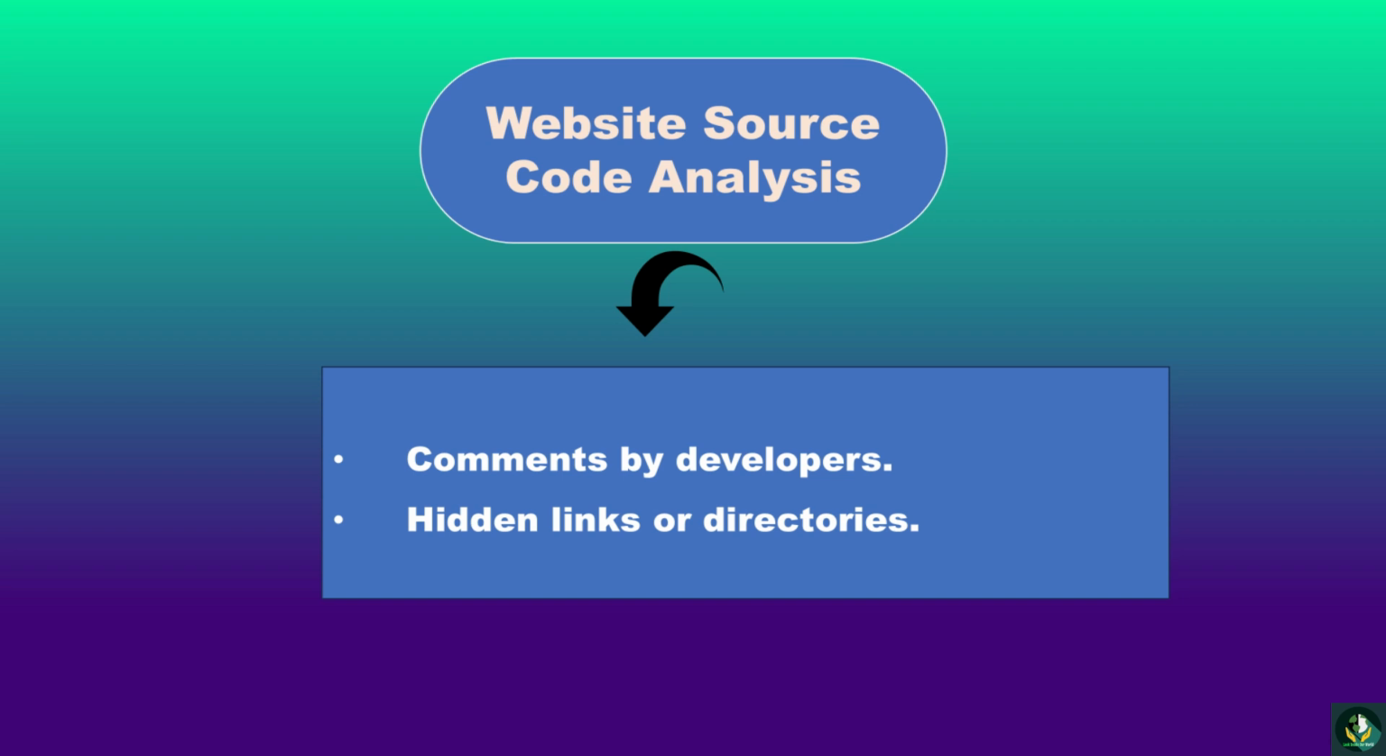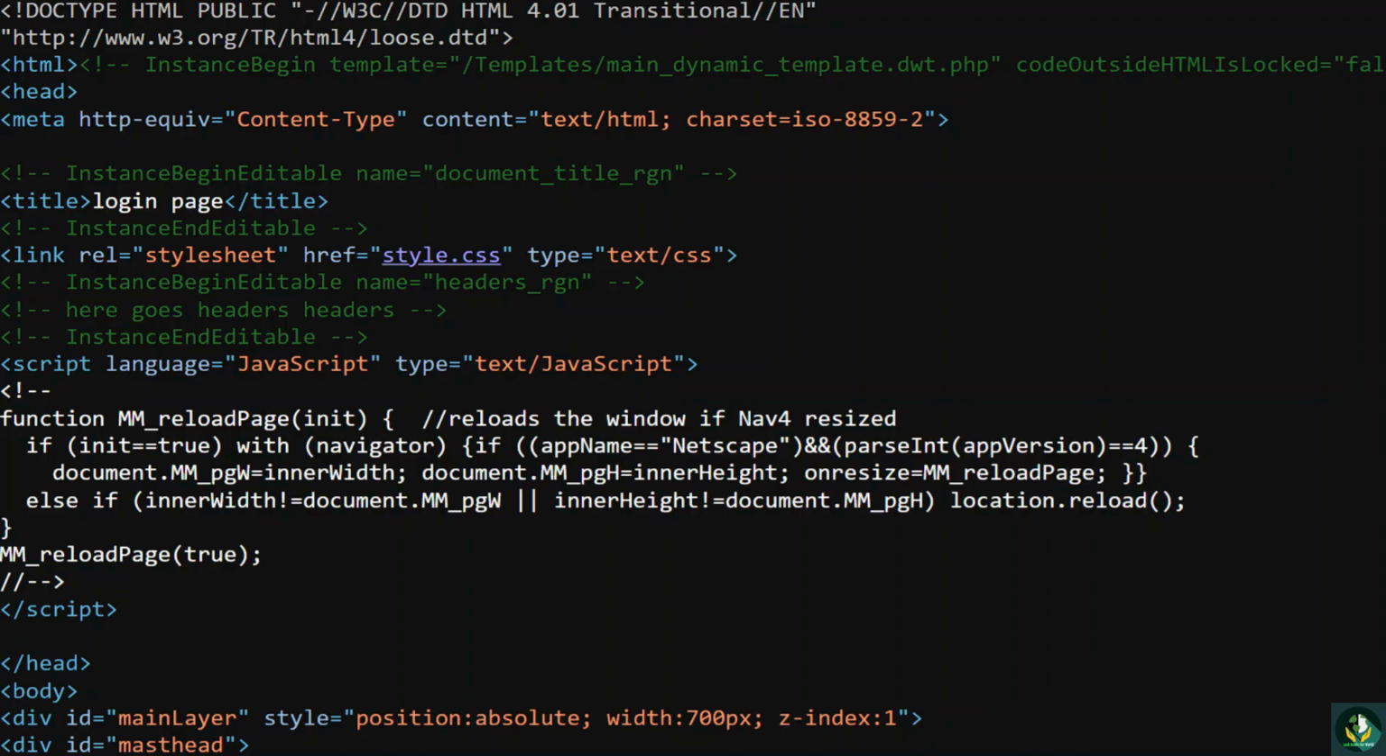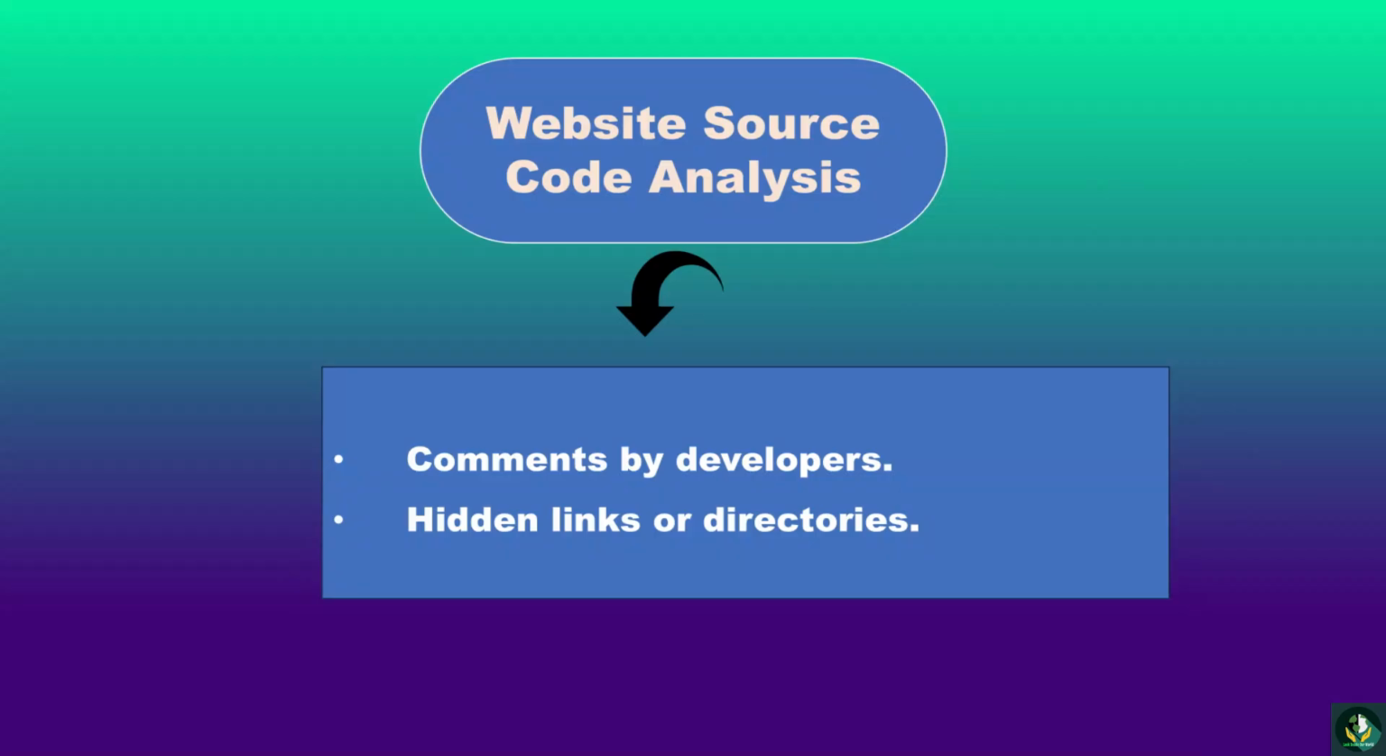Next technique is website source code analysis. The source code of a website can contain hidden gems like comments left by developers, hidden links or directories. For example, the source code of any website may reveal sensitive details like a link to the admin panel. So this is a way to quietly collect useful information without directly interacting with the website.